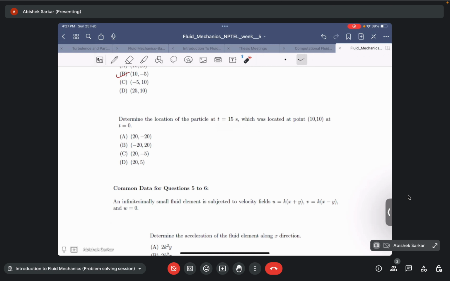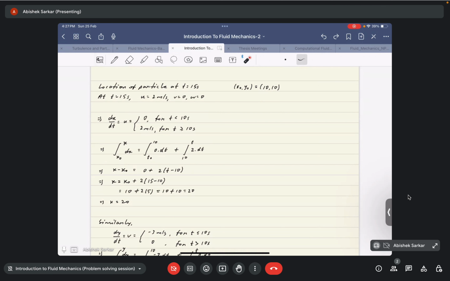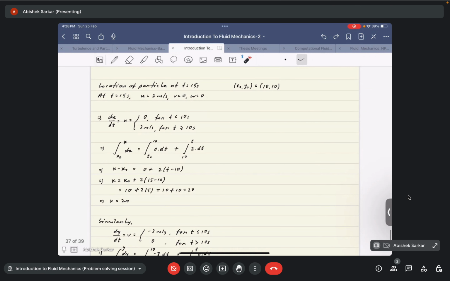And this consideration is just taken as different regimes of integration, or different sections of integration you need to do. We just need to break the integration into different parts. So if we go back here, we can write it for the x coordinate. We write the velocity field as well. For the x coordinate, u is 0 for t less than 10 seconds and 2 meter per second for t greater than 10 seconds. So our integration would now be broken into two parts.